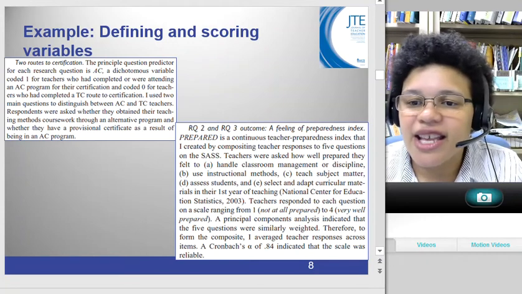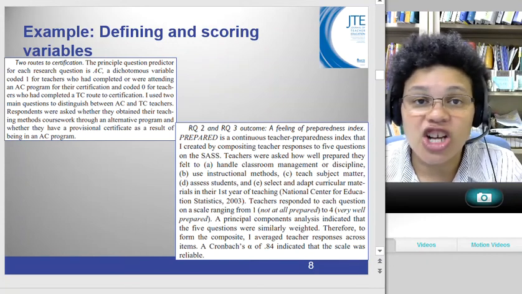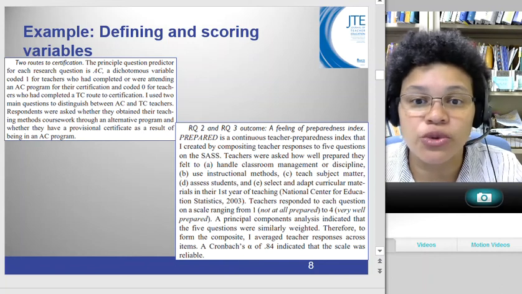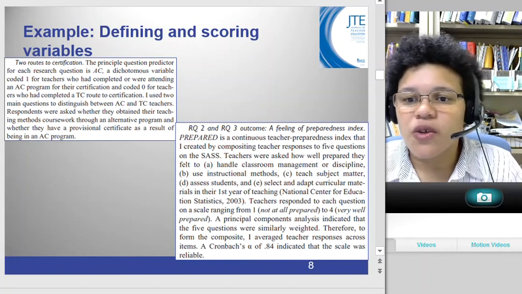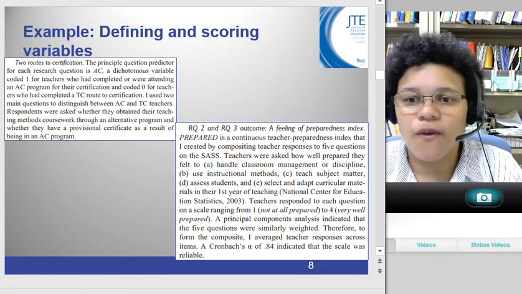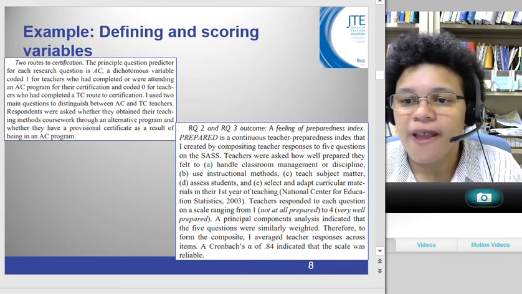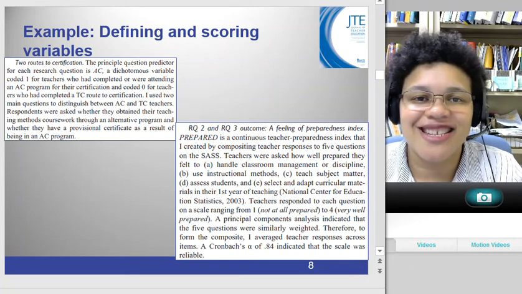And so that was our two groups. That's how I'm talking about the two groups. Then I talk about the outcome for research questions 2 and 3, a feeling of preparedness index.